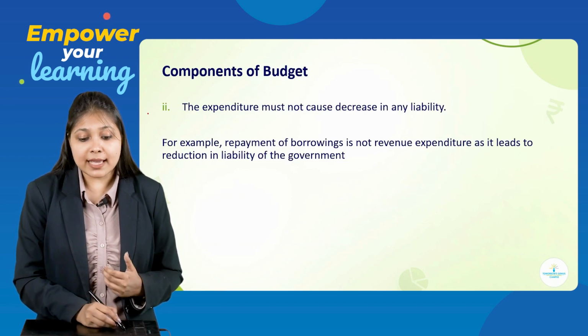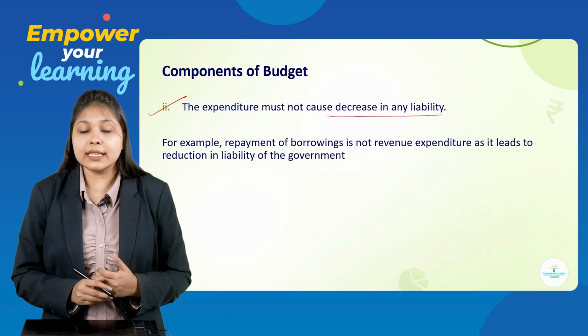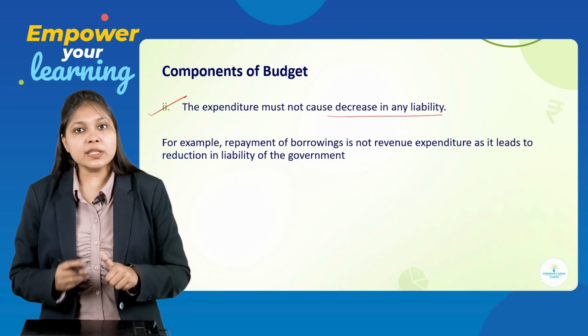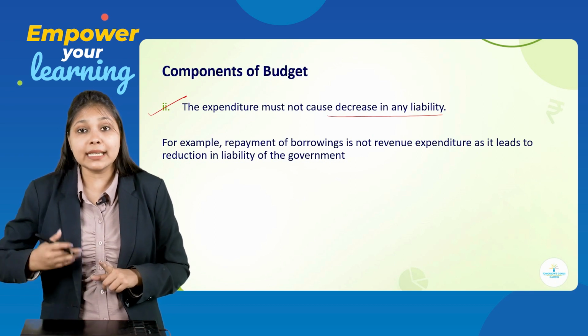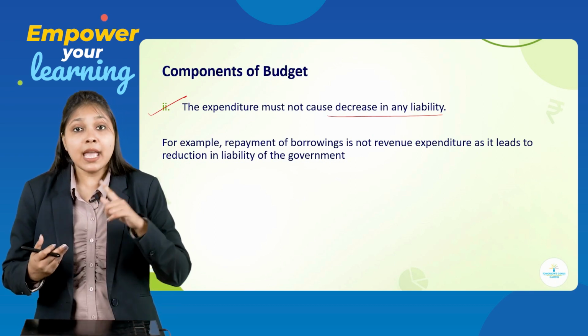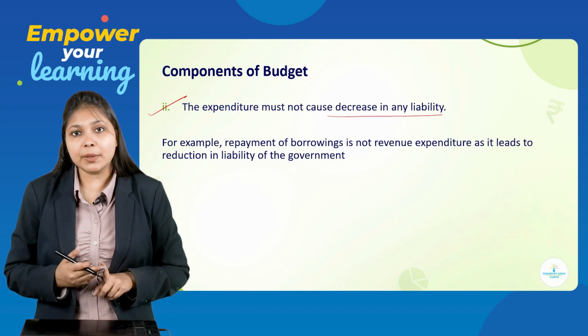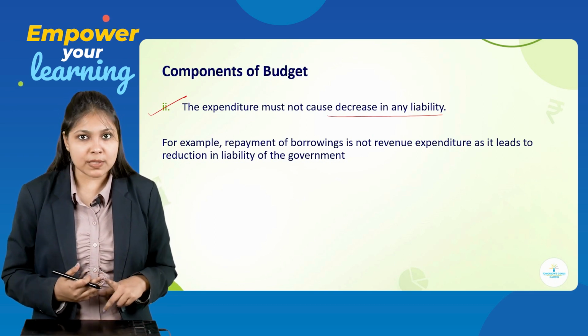Next, the expenditure must not cause a decrease in any liability. First, it should not create any asset for the government. Second, it should not decrease any liability of the government. Any expense which decreases the liability of the government will not be called a revenue expenditure.